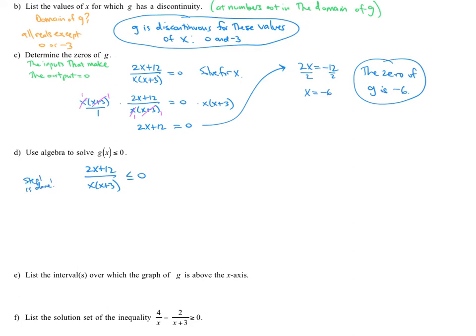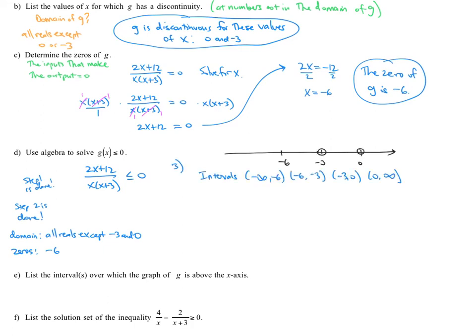Step 2 says we're supposed to treat the left-hand side as a function and then find its domain and zeros. But it already is a function. The left-hand side is our g, and we've already found the zeros and the domain back in parts B and C. So there's no need to do all that work again. So we're ready for step 3. I'll draw a number line, show the numbers not in the domain on that number line, and my 0, and then we'll use that to form intervals.